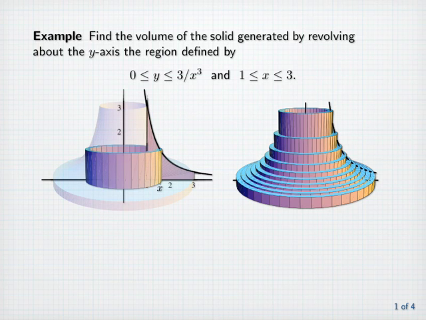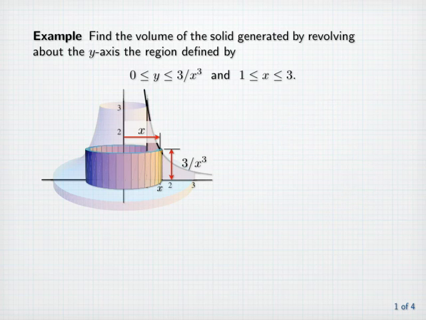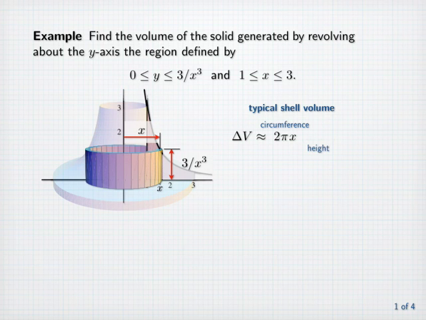Let's observe that the radius of the shell is just x, as it always will be when the axis of revolution is the y-axis. Next, let's describe the height of the shell. That will be the y-coordinate on the curve, which is 3 divided by x cubed. So the volume of the shell, delta V, is approximately equal to circumference, given by 2 pi x, times its height, 3 divided by x cubed, times its thickness, delta x.